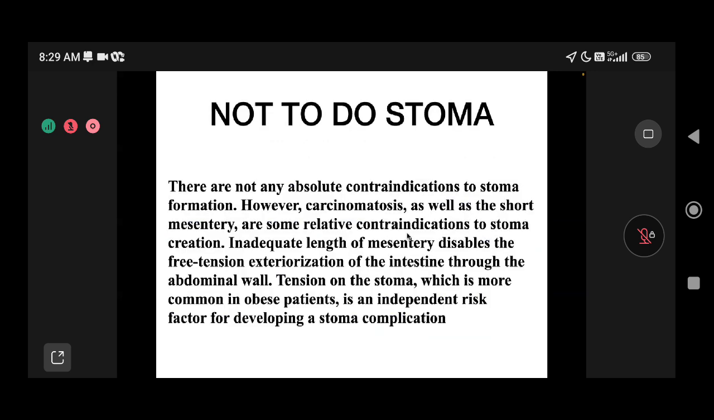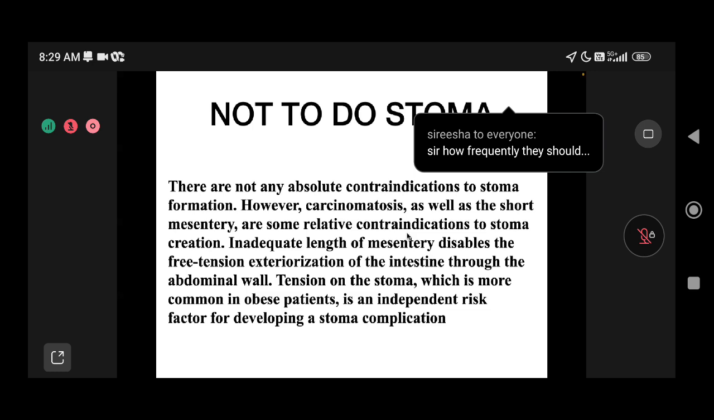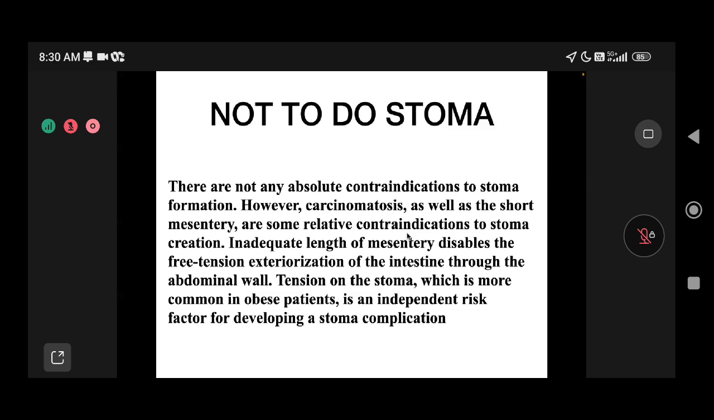And coming to the last few slides, when not to do a stoma is also very important. There are no absolute contraindications, but there is something like carcinomatosis. Carcinomatosis is a condition where there is shortening of the mesentery, with too much seeding of deposits on the mesentery, that can cause a short mesentery, and you can't bring it out. I told you that it should have a good mesentery to bring it out. Inadequate length of mesentery prevents a tension-free formation of the stoma.